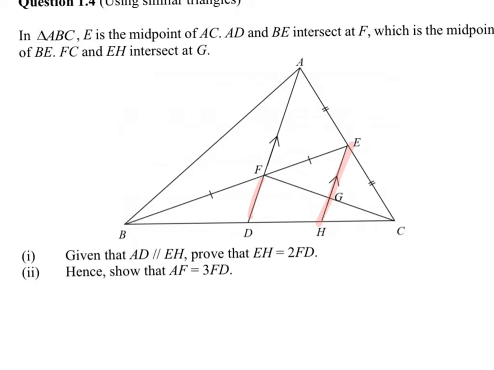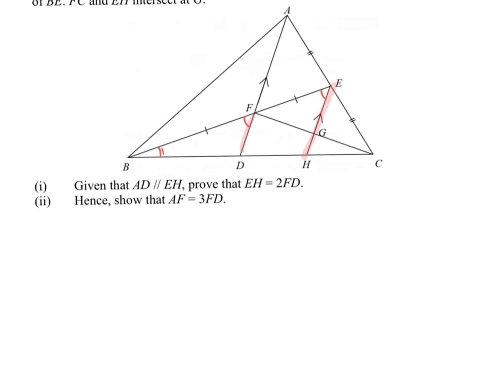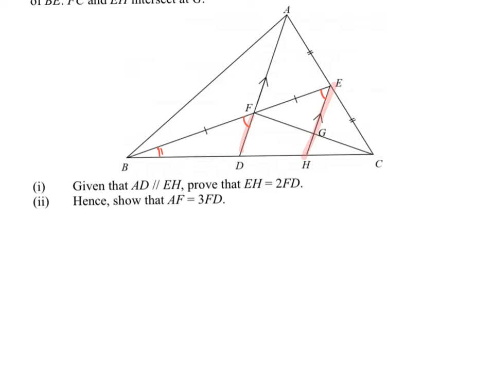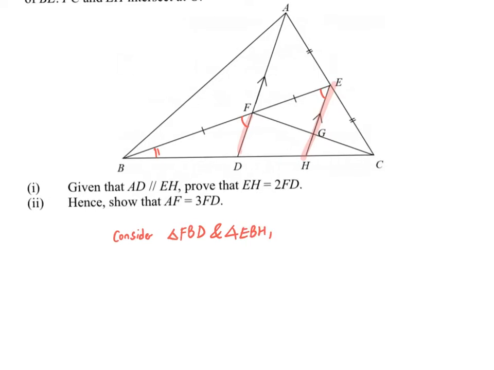Since we know that AD is parallel to EH, we can conclude that these two angles are equal. At the same time, we can also conclude that these angles are equal. So let's consider triangle FBD and triangle EBH. This is what we want to look at. We want to show that they are similar, so that we can compare the ratio of the two sides.